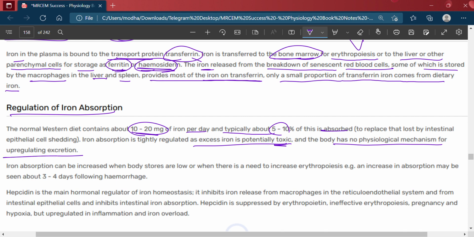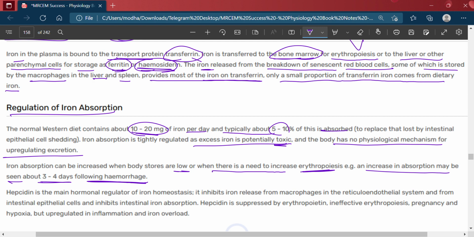Iron absorption can be increased when body stores are low, or when there is a need to increase erythropoiesis. This increase in absorption may be seen 3 to 4 days following a hemorrhage.